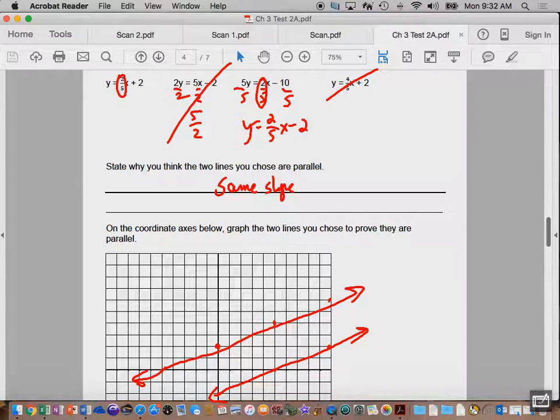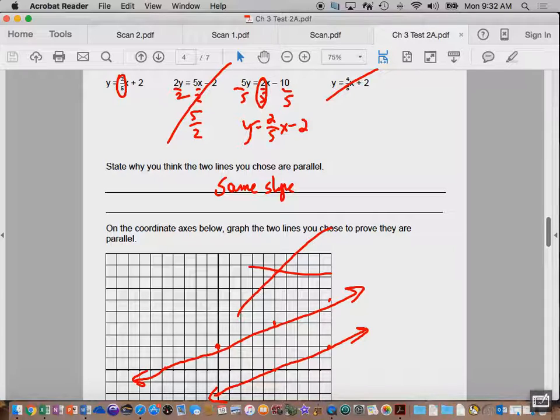You know, this is a question that 50% got completely right. And then 50% of the kids graph 2 lines and their lines look like this. How in the world can you say those lines are parallel? Parallel lines never cross. They're like railroad tracks. They go on forever and ever.